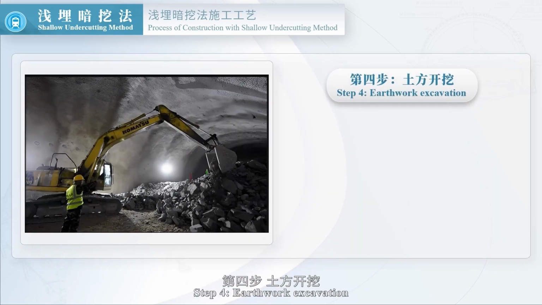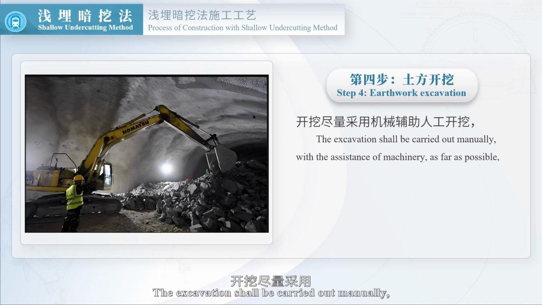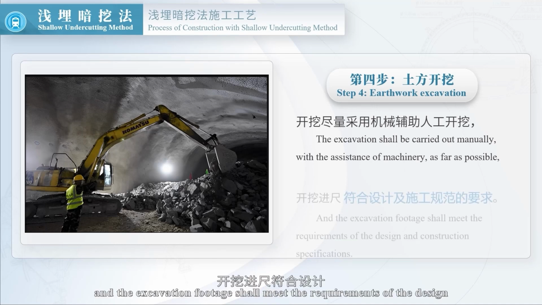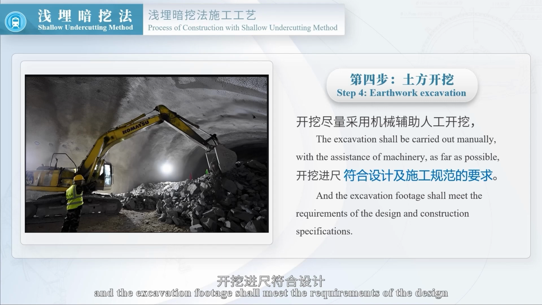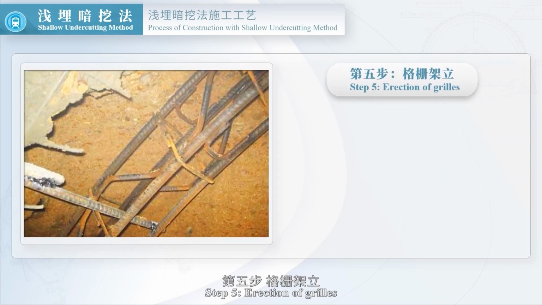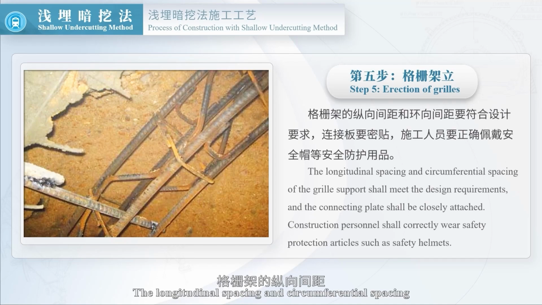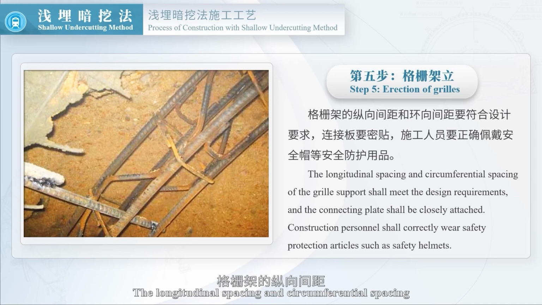Step 4. Earthwork excavation. The excavation shall be carried out manually, with the assistance of machinery, as far as possible, and the excavation footage shall meet the requirements of the design and construction specifications. Step 5. Erection of grills. The longitudinal spacing and circumferential spacing of the grill support shall meet the design requirements, and the connecting plate shall be closely attached. Construction personnel shall correctly wear safety protection articles such as safety helmets.